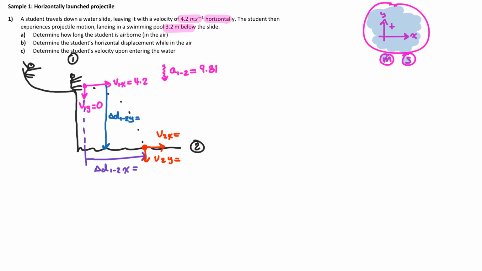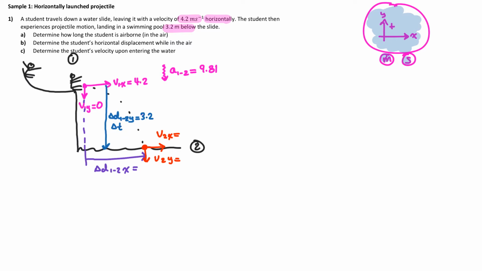Let's see if we can fill out any of these information. Well, we already done this and this. That's fantastic. We already have the acceleration going down. Do we know the displacement going downwards? We do. That is 3.2 meters. I will put that in. 3.2.